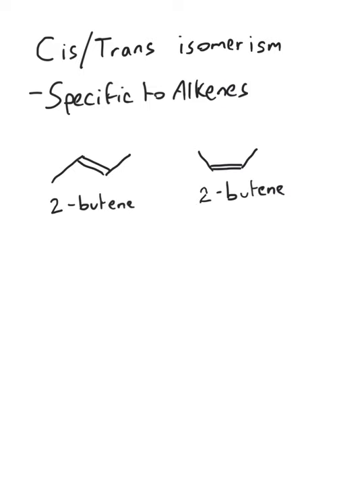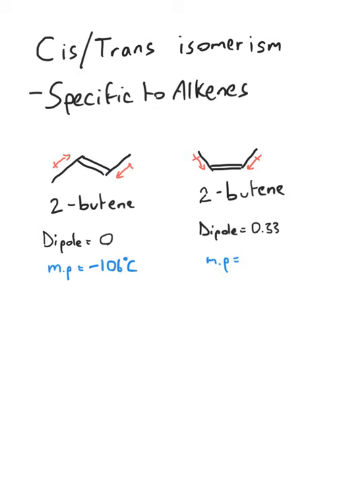For example, if we look at the dipole moments, one of them has a dipole of 0, whilst the other one has a dipole of 0.33. What about the melting points? Well, one of them has a melting point of negative 106 degrees Celsius, whilst the other has a melting point of negative 139 degrees Celsius. These are vastly different properties, and therefore we must be able to differentiate between the two stereoisomers.